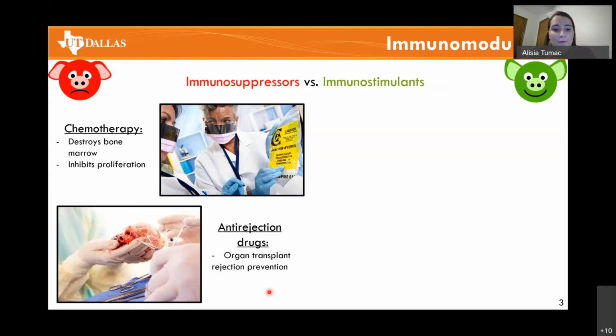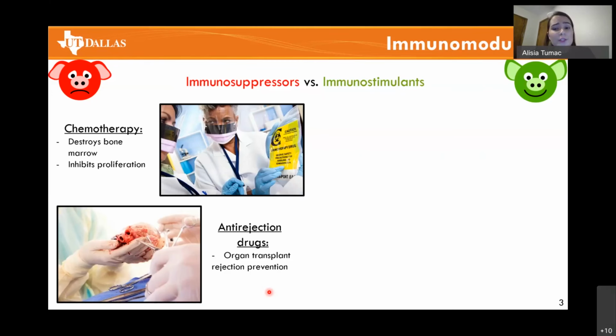But you can also have immunosuppression as a wanted outcome in the case of anti-rejection drugs. Whenever a patient receives an organ transplant, you would administer them anti-rejection drugs to suppress their immune system and ensure that the immune cells will not attack the newly transplanted organ.